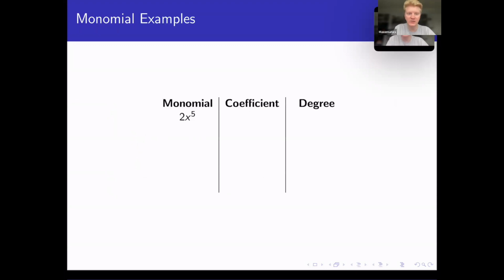So let's do some classification. Let's say we have 2x to the fifth. Well, the coefficient would be 2, and the degree would be 5. Okay, kind of straightforward. Negative 3x squared, the coefficient would be negative 3, and the degree would be 2. 8x, well, the coefficient's easy to tell that it's 8, but the degree is 1 because x to the 1 is x. So there's an imaginary power of 1 up here. No power written, we assume it's power 1 like we've done in the past couple sections.